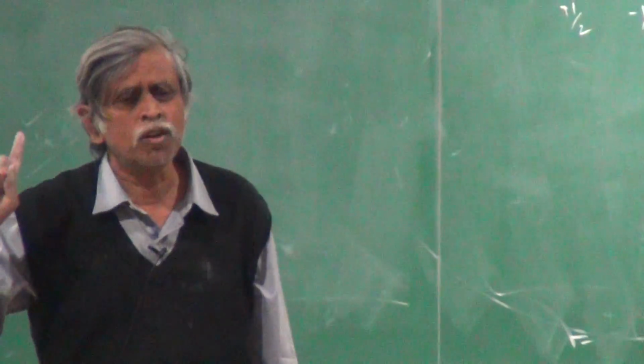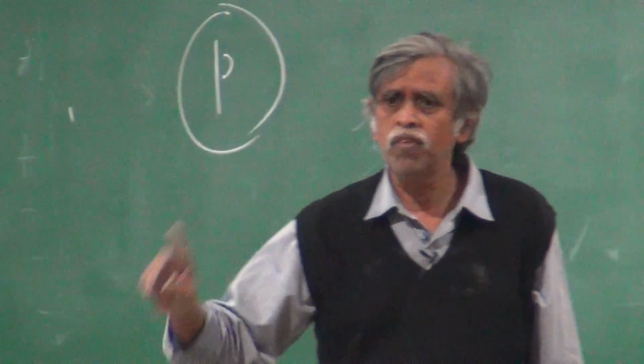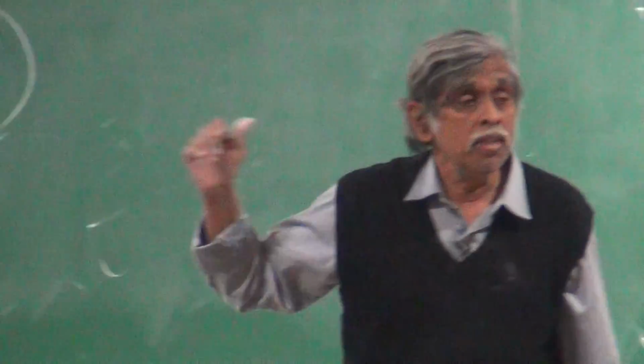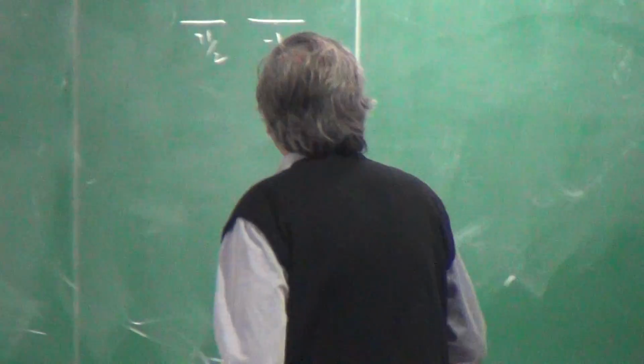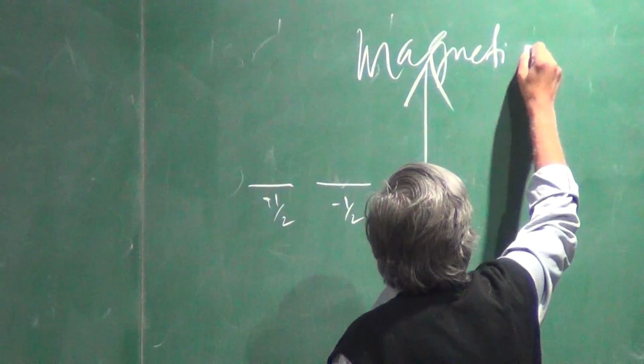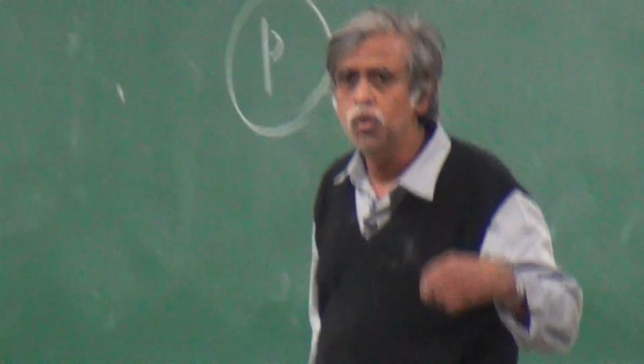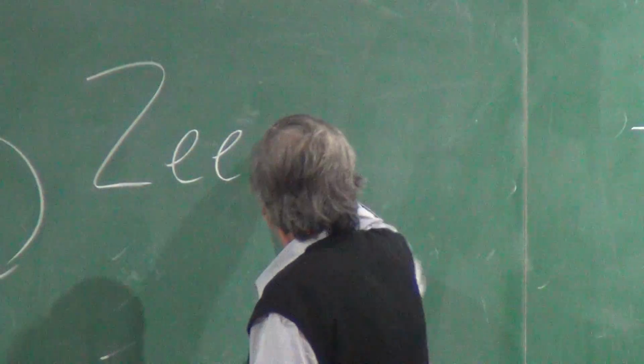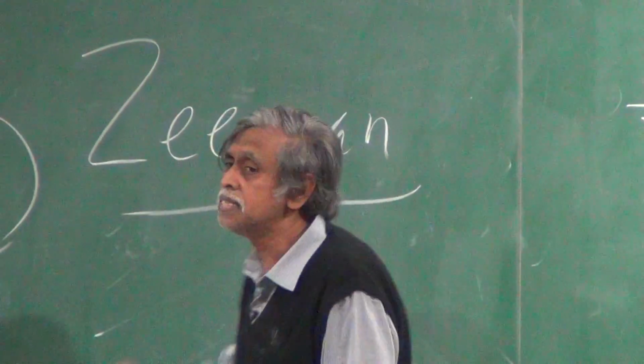Now what field is this? It could be a magnetic field, it could be an electric field, or what have you. In this case, we apply a magnetic field. And anytime you apply a magnetic field and do an experiment, you are actually doing a Zeeman experiment.